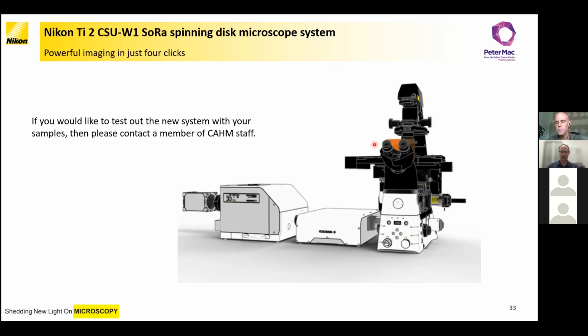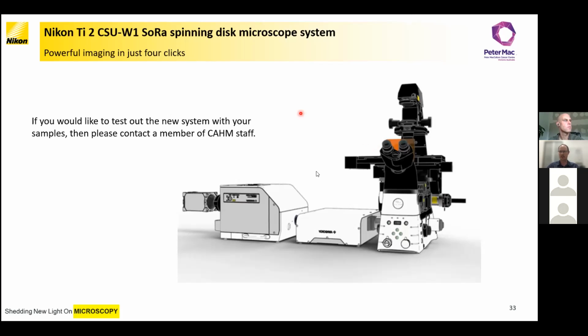As Kevin says, the deeper you go, the more scattering you're going to get. So at some point, although the micro lenses on the disc will help you, your image quality will degrade as you go deeper into samples. But we have zebrafish on there at the moment that are getting imaged pretty well through depth. I think the response would be to give it a try. So get in contact.